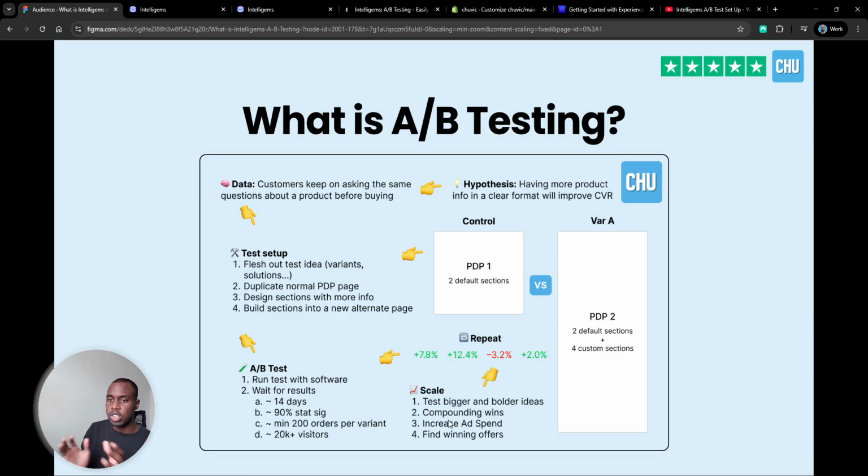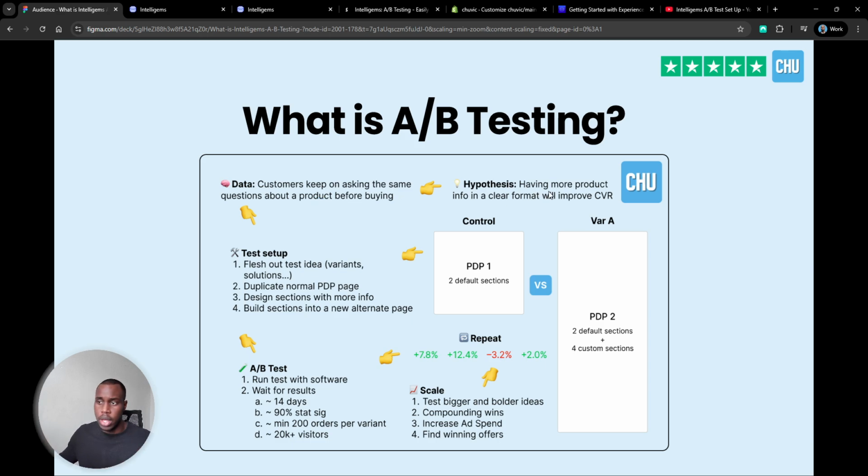In the e-commerce space, we use A/B testing in a repeated manner to increase conversion rate over time. We first of all start with data. For example, I made a video on this, I'll link it up somewhere. But for example, if customers keep asking the same questions about a product before buying, that's a good data point that we can home in on and go, okay, cool. How can we solve this problem which customers are having on the website?